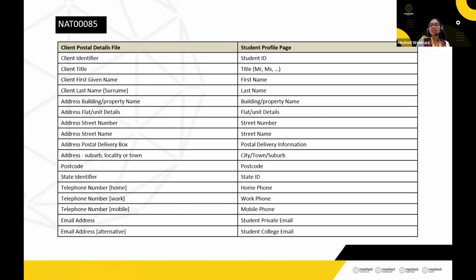So again, as you can see, it contains the basic name details of the student and then contains the contact information plus the address details. All this information again comes from the student profile page. So any issues in NAT 80 and 85 are to be fixed under the student profile or home page in the system.